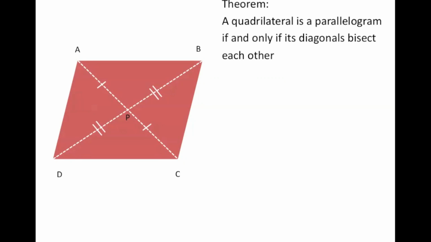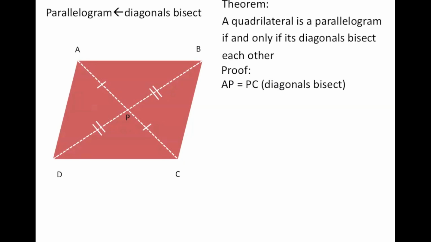Now we need to show that if the diagonals of a quadrilateral bisect, then it's a parallelogram. So we're going in the opposite direction now. If you see in our diagram, we already have a quadrilateral where the diagonals meet at point P, and we're trying to say that AP is equal to CP and DP is equal to PB. So this is what we're already assuming.